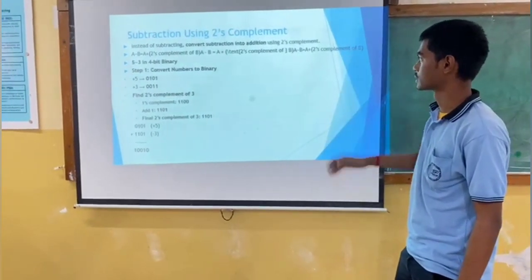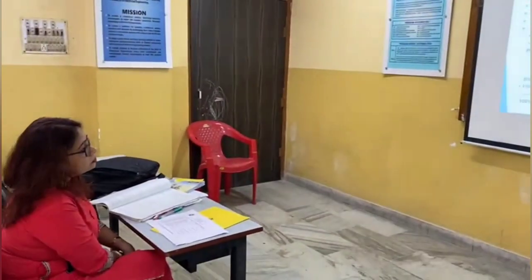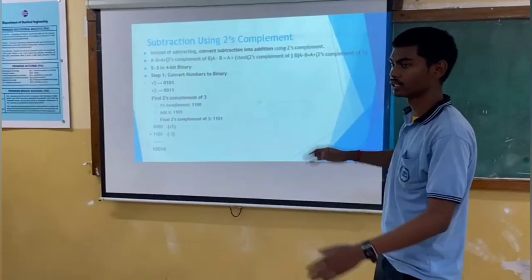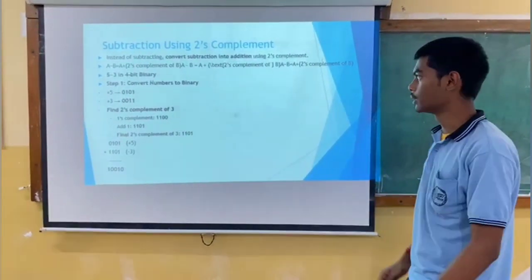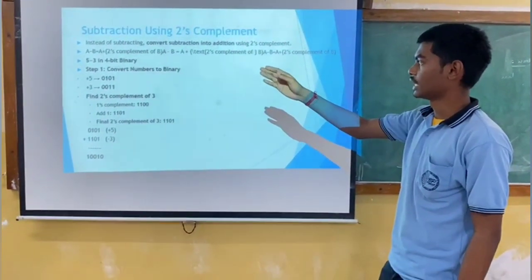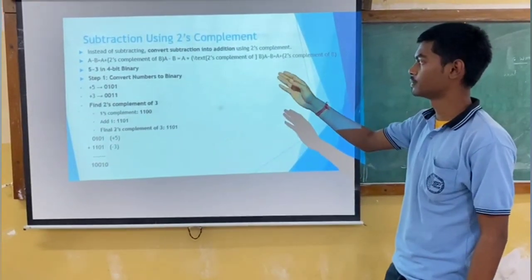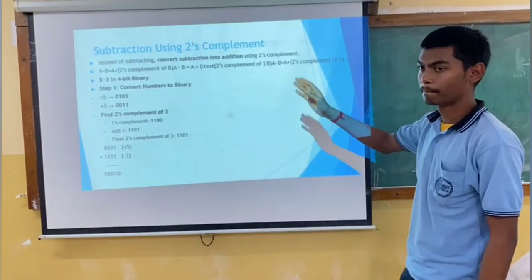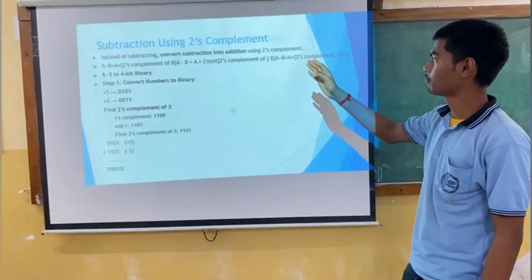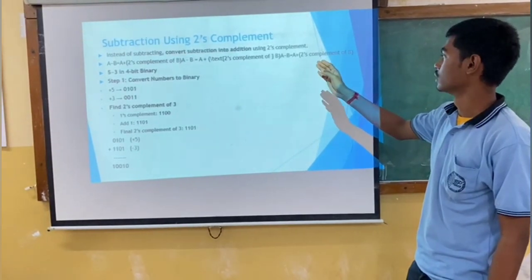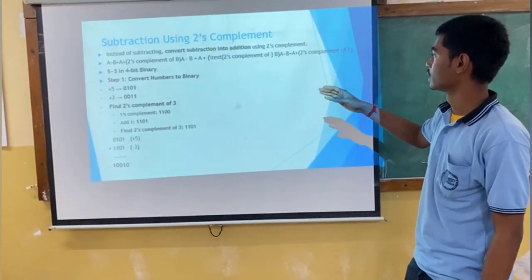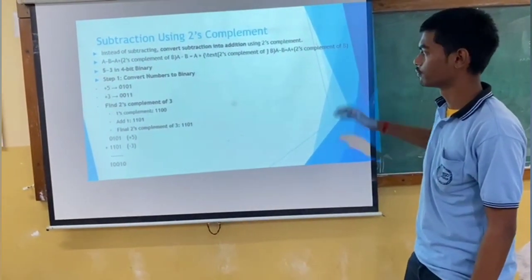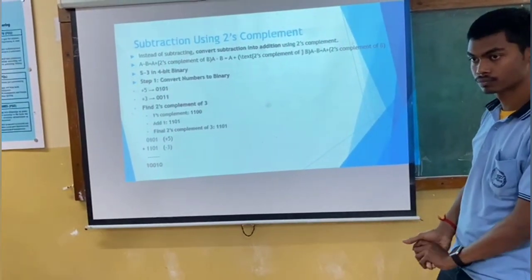Subtraction using 2's complement. Instead of subtraction, convert the subtraction into addition using 2's complement. A minus B is equal to A plus 2's complement of B. So basically you are doing the subtraction using the 2's complement method.